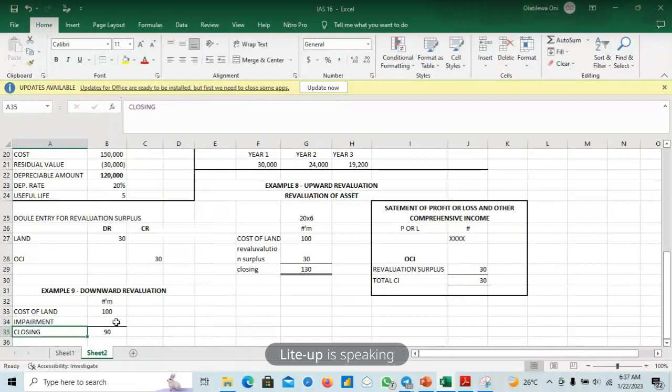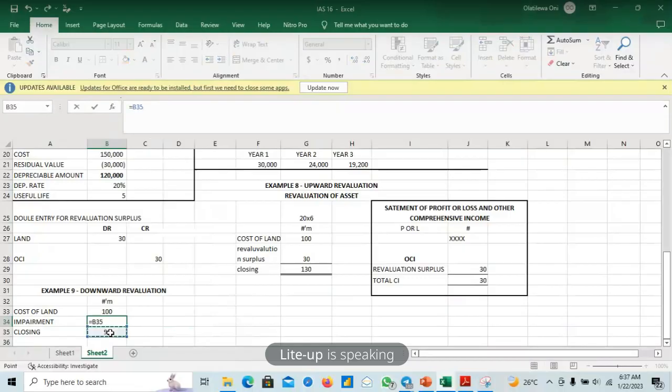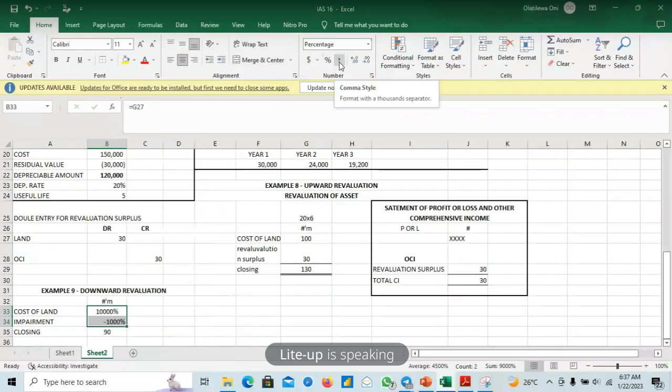Impairment is the difference between the closing amount minus the opening amount, usually negative. We have a negative figure because it reduces the balance. You can see there, that is it.